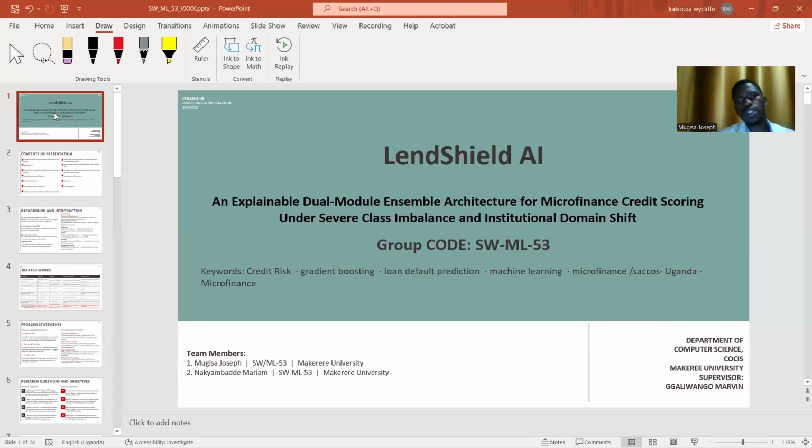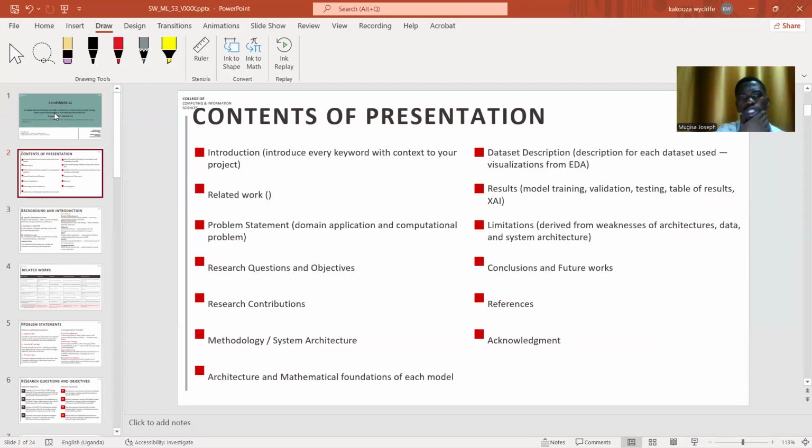Okay, hello everyone. It's Mugisa Joseph presenting to you LendShield AI, an explainable model ensemble architecture for microfinance credit scoring under severe class imbalance and institutional domain shift. So these are the contents that we shall be discussing throughout this session.